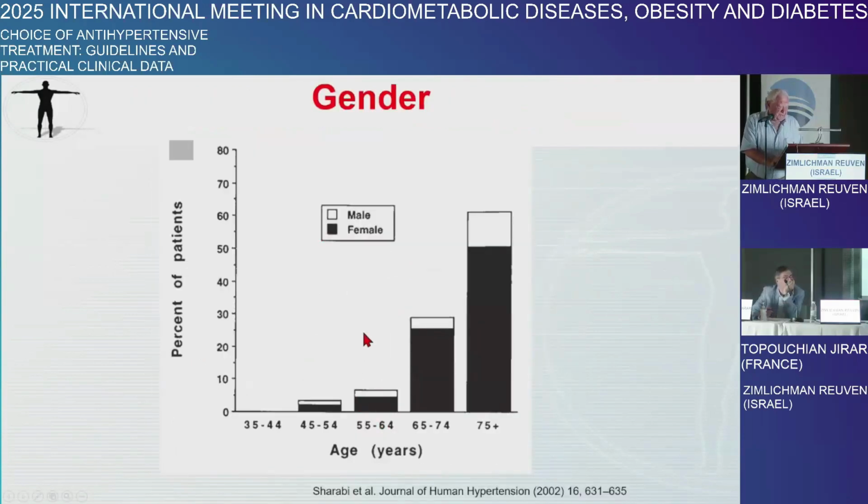Gender. This is the percent of patients developing hyponatremia. The most commonly used medications for elderly patients are diuretics and calcium channel blockers. Let's look at the diuretics. They cause hyponatremia. If you look on the left, in young patients, there is almost zero hyponatremia.